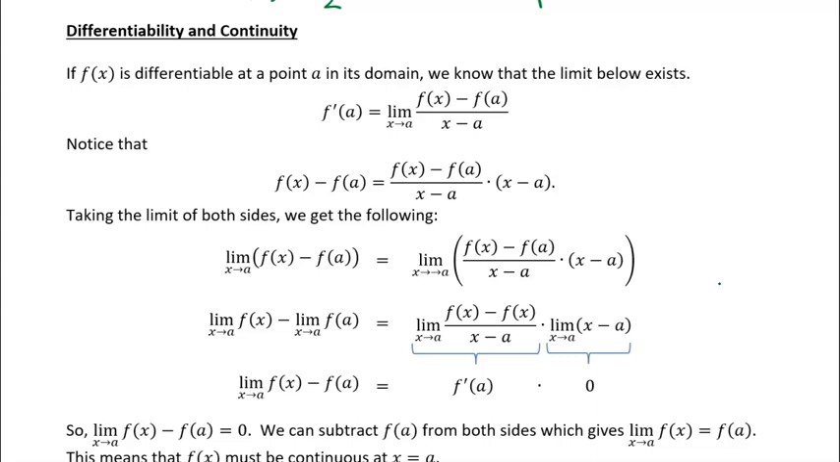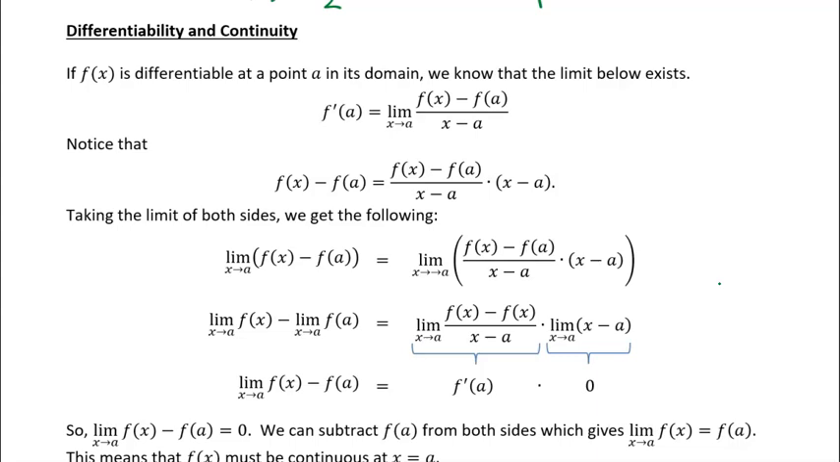And then on the other side, we said that this limit of the ratio (f(x) minus f(a)) over (x minus a) has to exist, because we said it's differentiable at a. So I can again distribute this limit on the right-hand side. The first limit is just f prime of a, and the limit as x approaches a of x minus a is 0. So the whole right-hand side becomes 0, and so we know that the limit as x approaches a of f(x) minus f(a) has to be 0.